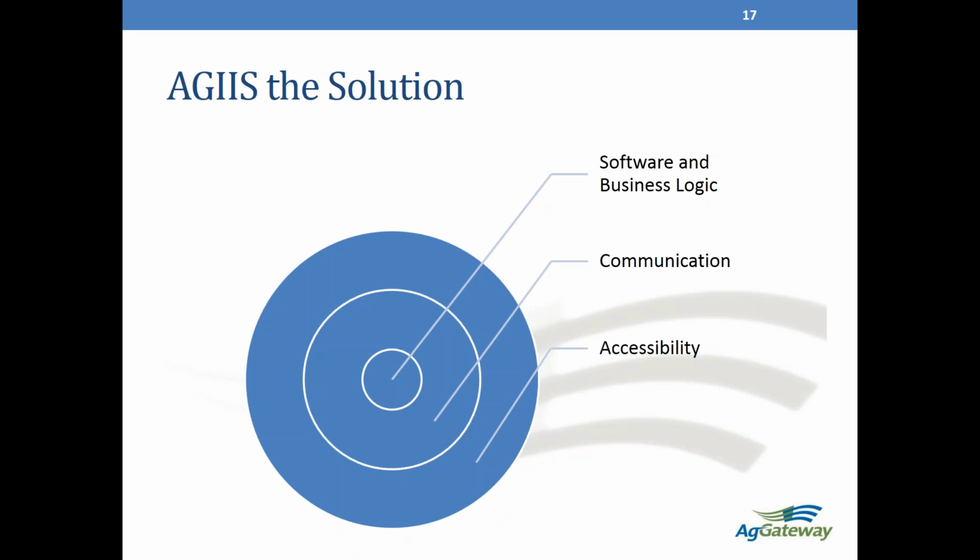So if you want to take AGIIS and link it to your own internal systems, when you're making a change in your core system and you want to communicate to AGIIS, you're able to do that. And that's really what leads to the accessibility. There's several places that you can get into AGIIS. You can go through the website. We also have batch processes, and there's also web services that allow you to communicate with the system.